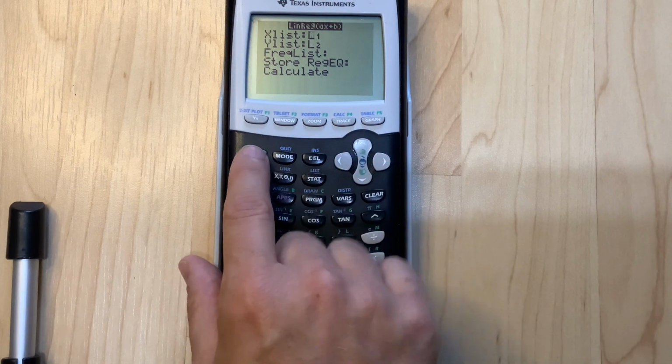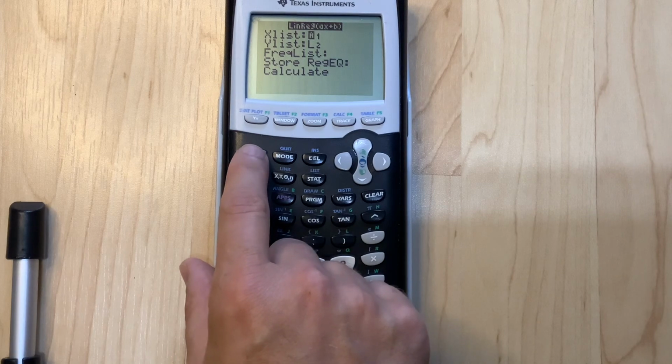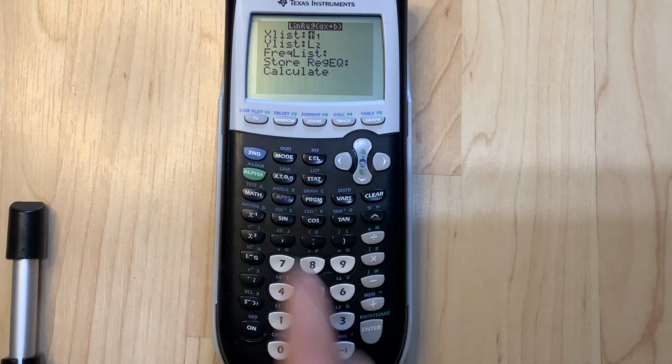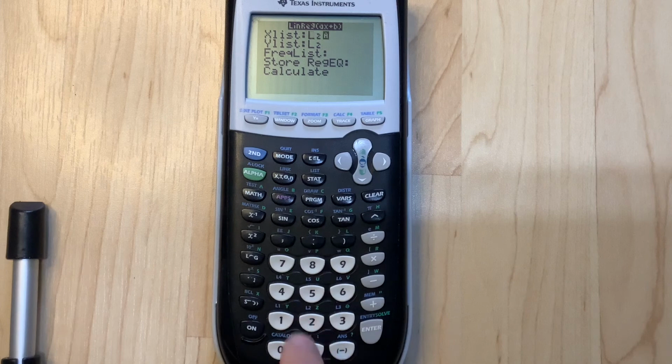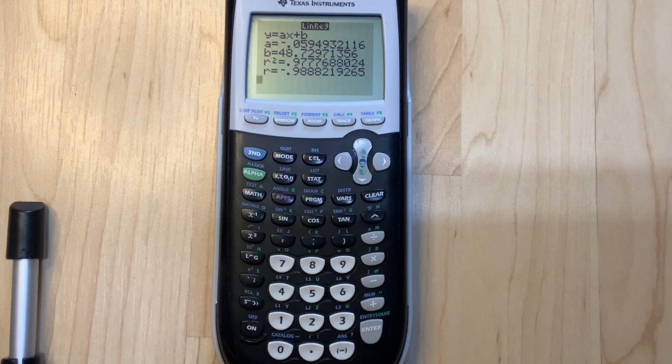So all I'm going to do is switch the order. For x list, I'm going to tell it it's list 2. I press second and 2. For the y list, I choose list 1, second and 1. And then I go down and I calculate this. And it's told me a whole different set of values. It's going to be negative 0.595 for the slope.